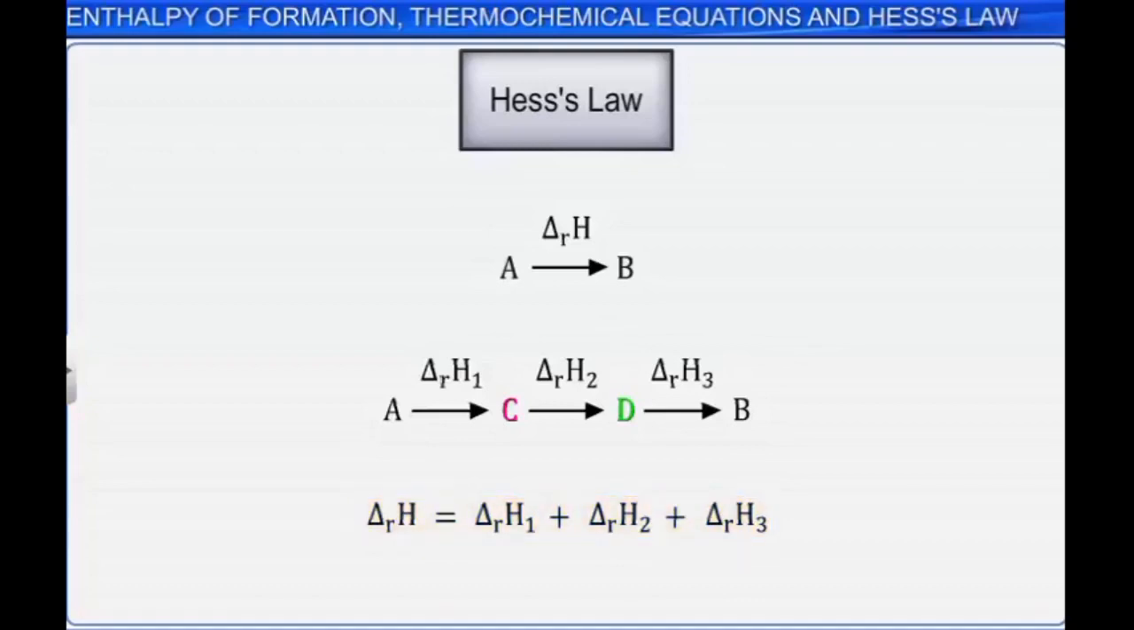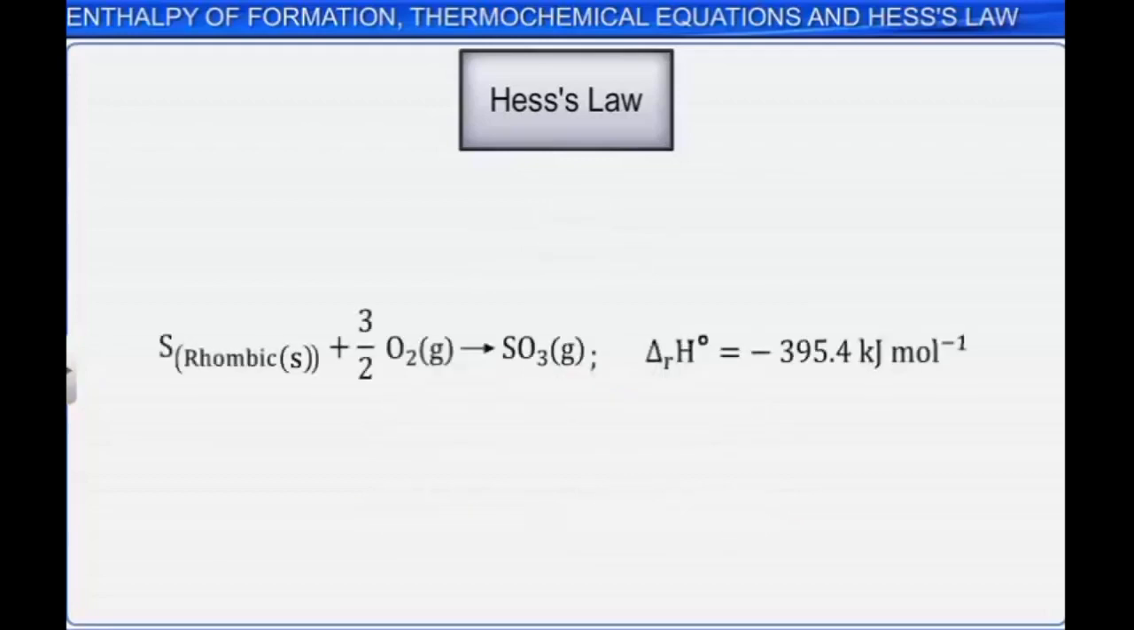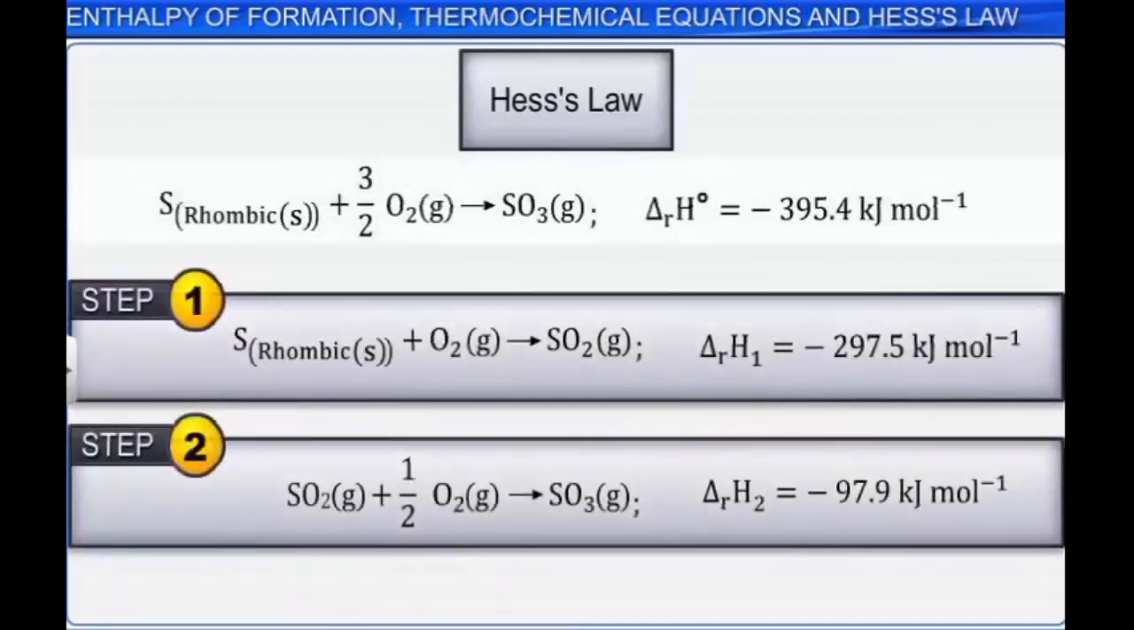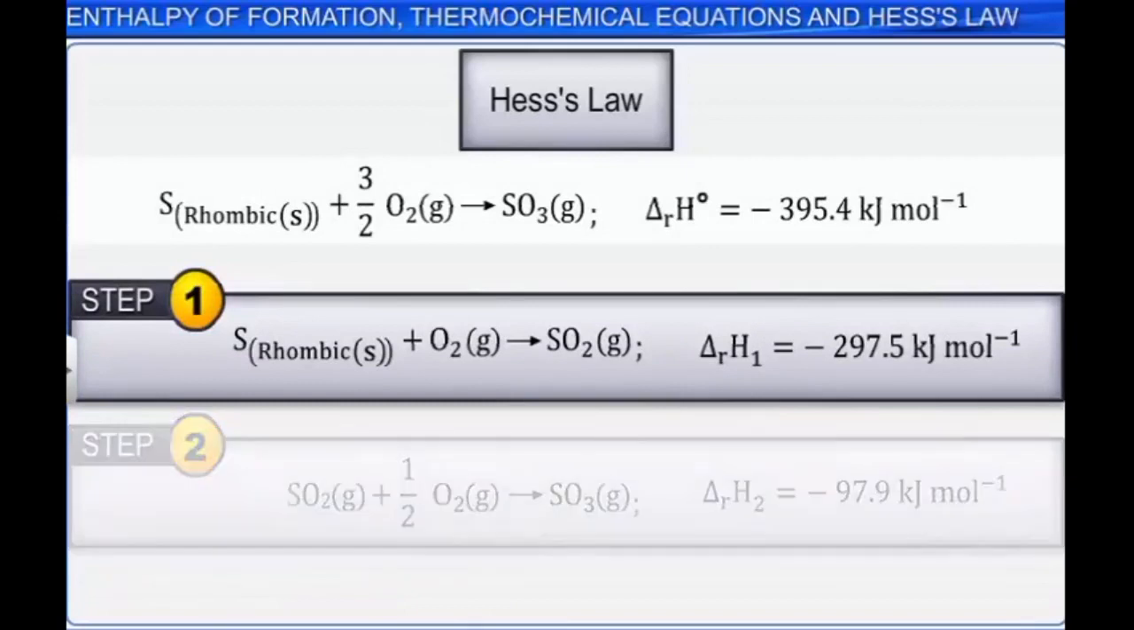Let's understand this through a chemical reaction. When sulfur in its elemental state burns to form sulfur trioxide in one step, the heat evolved during the chemical equation is minus 395.4 kilojoules per mole. Now, let's break down the reaction into 2 steps. In the first step, sulfur reacts with oxygen to form sulfur dioxide. The heat evolved during the chemical equation is minus 297.5 kilojoules per mole.